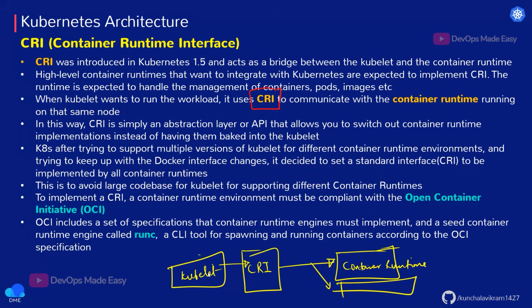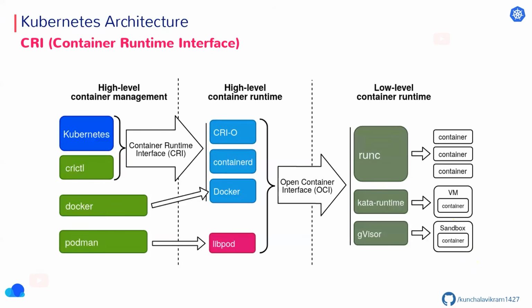So even if you replace the container runtime, kubelet need not know about it, because kubelet will simply use the interface to talk to the container runtime. But this is only true if the container runtimes are created using OCI principles. But Docker is not like that. Docker uses its own REST APIs.